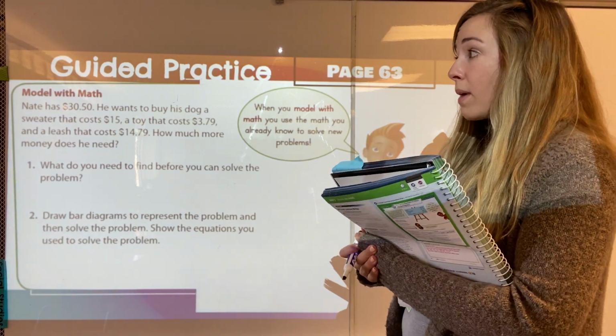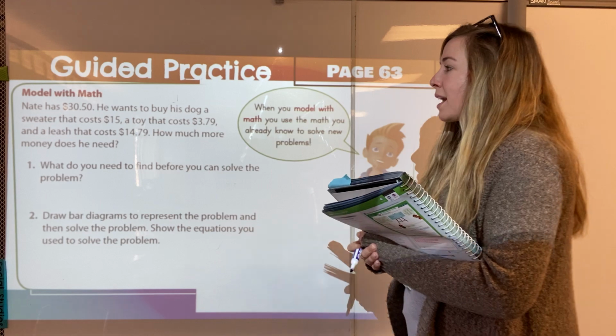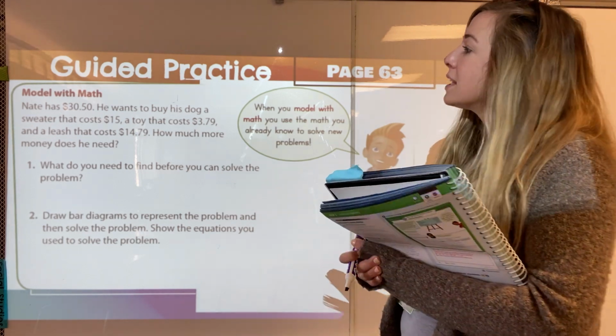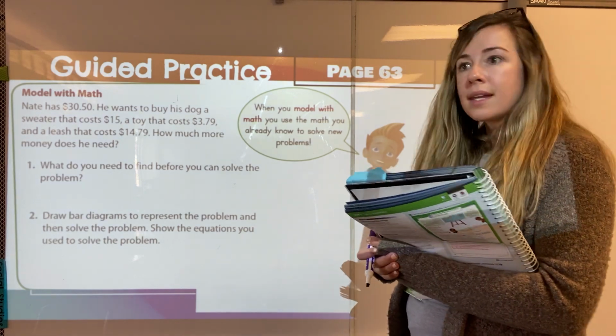Okay, Nate had $30.50. He wants to buy a dog sweater that costs $15. That sounds like Miss Collins for sure. A toy that costs $3.79, and a leash that costs $14.79. How much more money does he need?